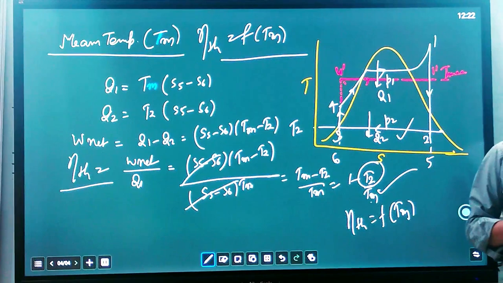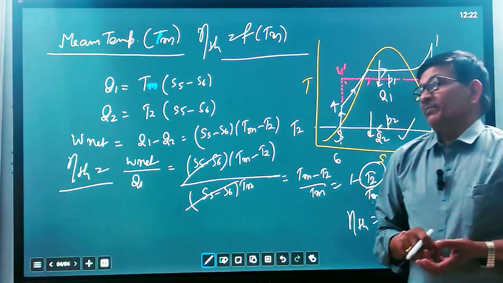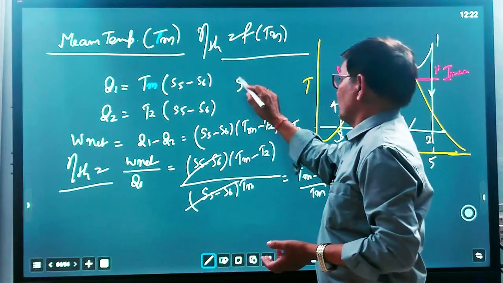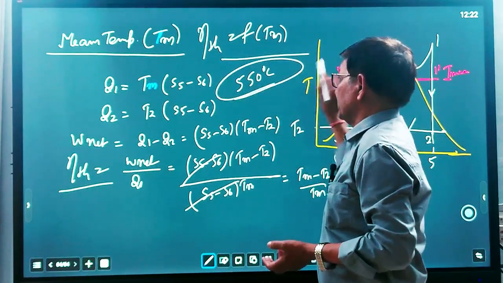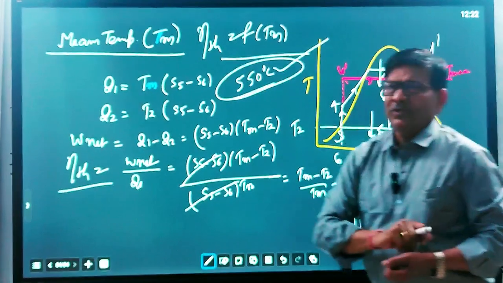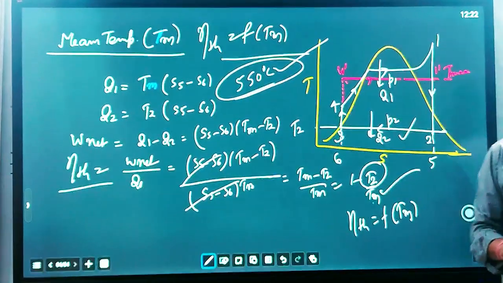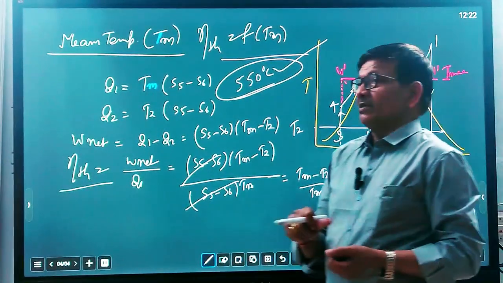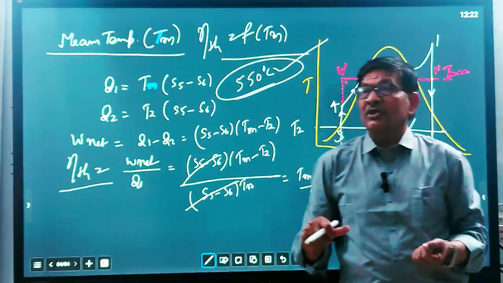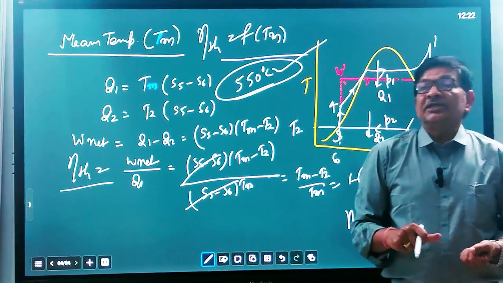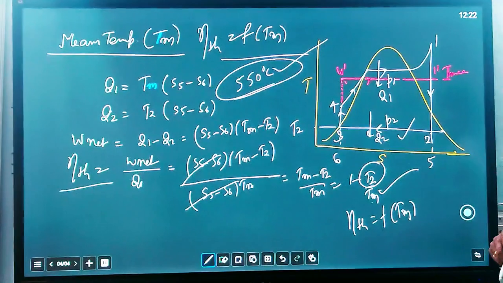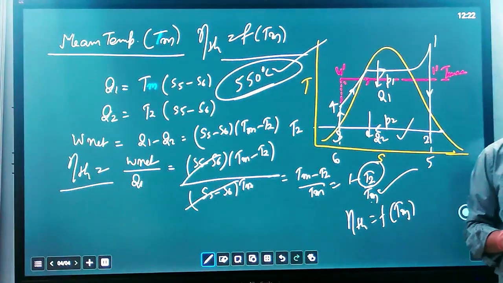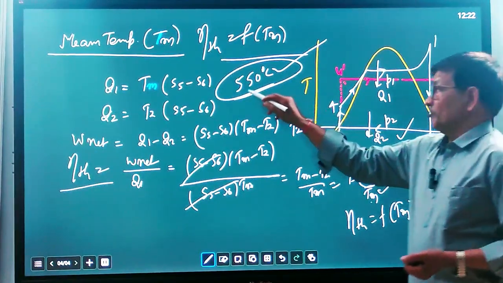You can't go beyond approximately 550 degrees centigrade, otherwise it will become very, very costly, because you would have to use very high temperature bearing materials, very advanced materials which are now used in jet turbines and spaceships. So the system becomes very, very uneconomical. That's why the temperature limit is a fixed one.